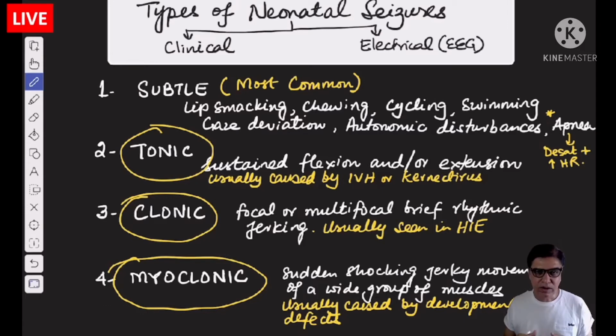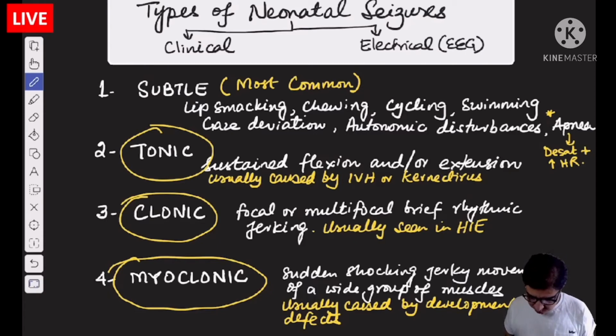So to summarize, the clinical forms of neonatal seizures are four types. As I said, subtle seizures, which are the most common, then tonic seizures, clonic seizures, and myoclonic seizures. Subtle seizures have the best outcome. If in an exam you are asked, subtle seizures have the best outcome, while myoclonic seizures have the poorest outcome in terms of later neurological prognosis.